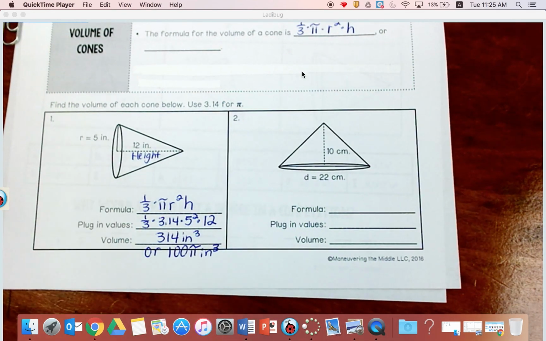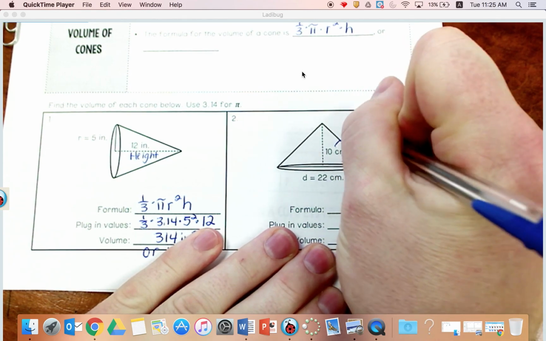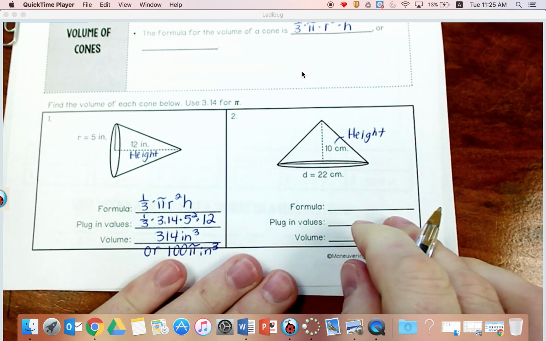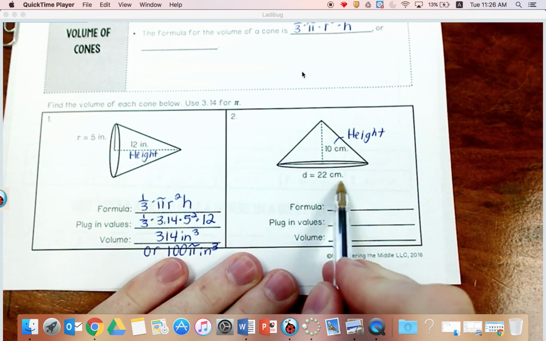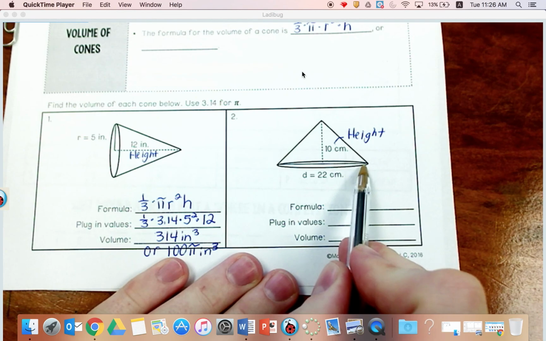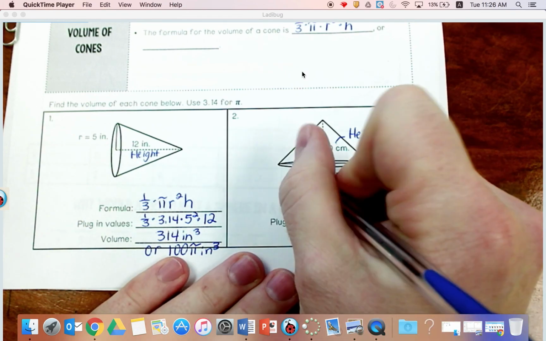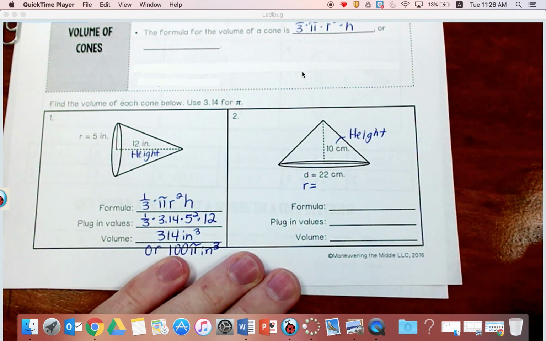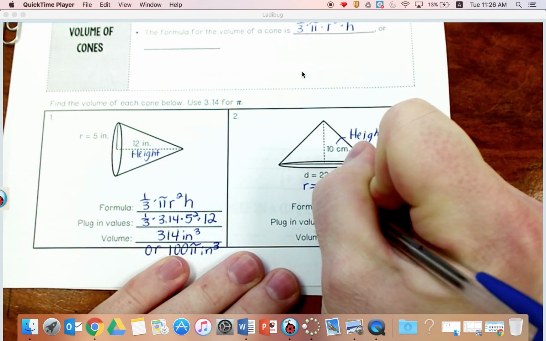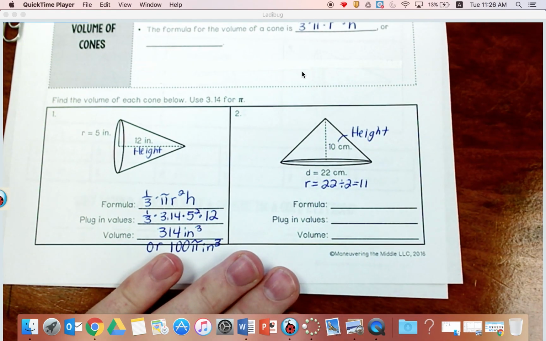It's the same thing, but this time it's a little bit different. I got a cone this time that's straight up. This is my height, is 10. My radius, well, I don't have a radius. This is my diameter. You can see that it goes all the way across my circle. If you look at example 1, my radius was just halfway across. So I need to find what my radius would be. So my radius is going to be half of the diameter. So I need to divide that by 2, and it gives me 11.